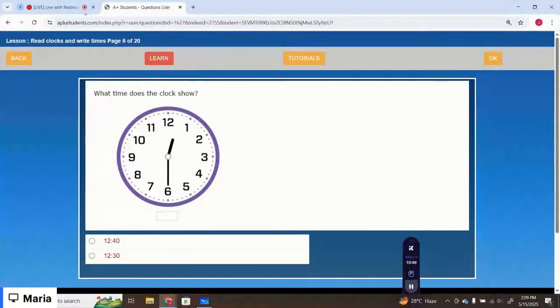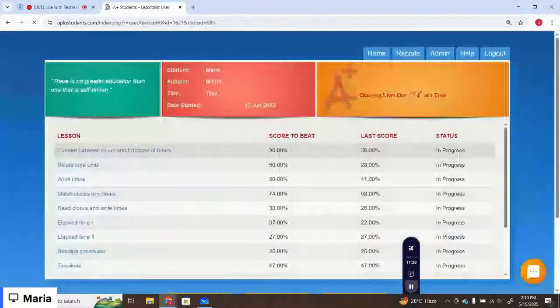What time does the clock show? Which is the correct option? That is 12:30. Option number two is the correct option. If you practice the lessons by yourself every day, make use of the next lesson. The next lesson is elapsed time one.